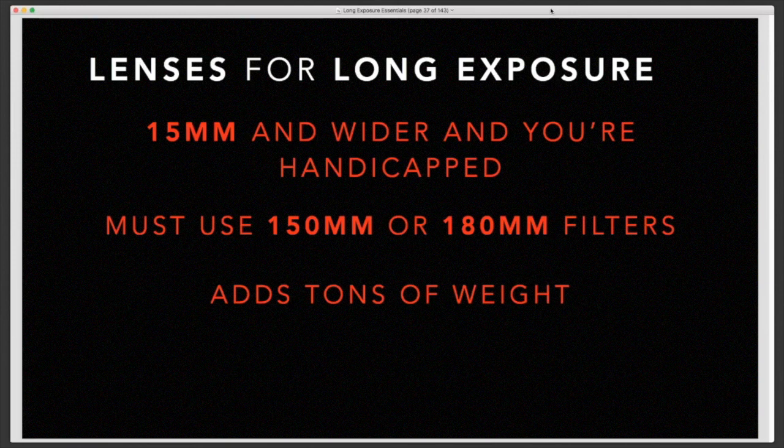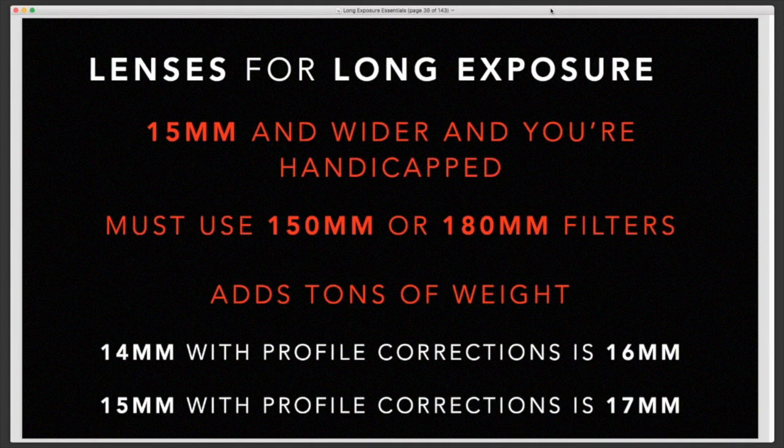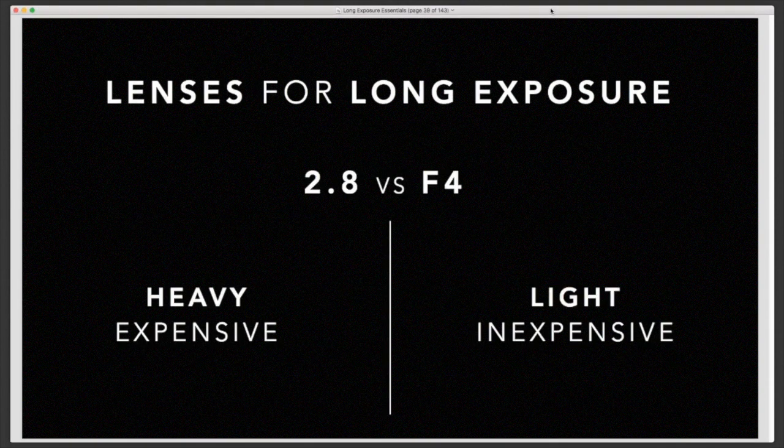Plus, if you're going to do filters, you got to use 150 millimeter or 180 millimeter filters in the case of the 11 to 24. And it just adds a whole ton of weight. So there's some downsides to using the 15s. And also, when you are at, say, 14 millimeters and you apply profile corrections, which we need to do in Lightroom anyways, otherwise the lines aren't straight, it really makes it 16 millimeters anyways. And when you're shooting at 15, you enable profile corrections, it does 17. So the advantage of them kind of dissipates when we do profile corrections. So there are some downsides there, but they are nice lenses.